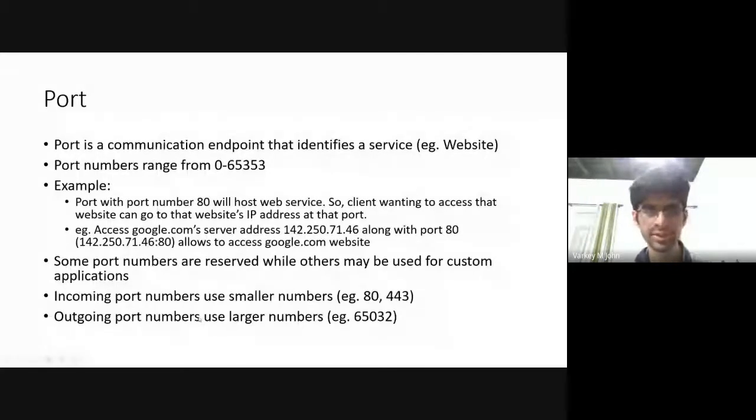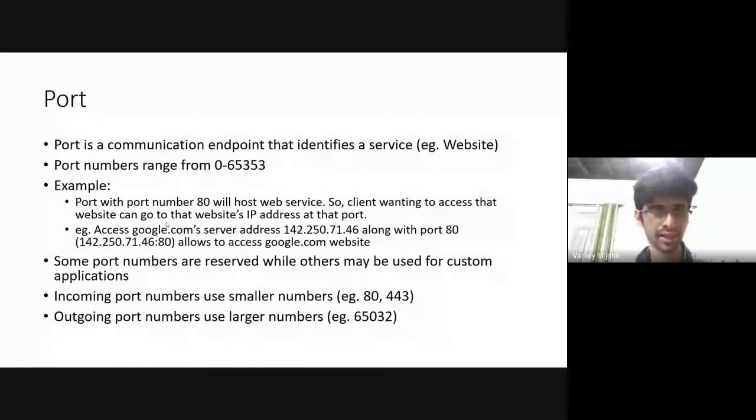So yeah, basically a port is a communication endpoint that identifies a service. Port numbers range from 0 to 65535, so there are multiple port numbers. Some port numbers are already assigned, meaning these are the port numbers that should be used for particular services. There are some that are not assigned, which we can use for custom services.